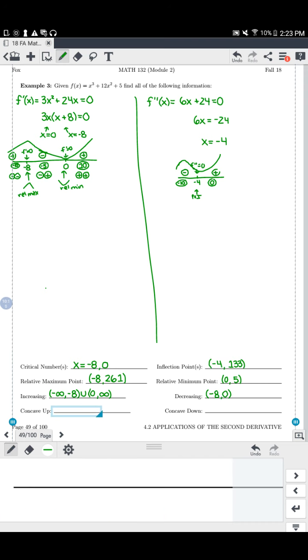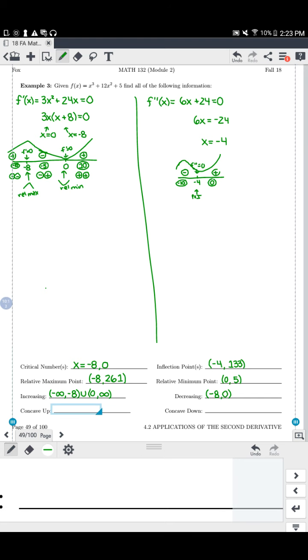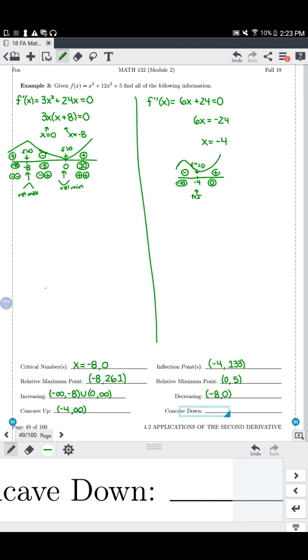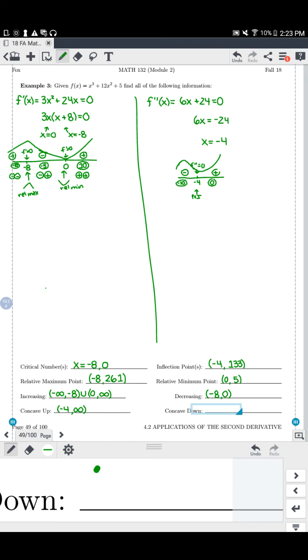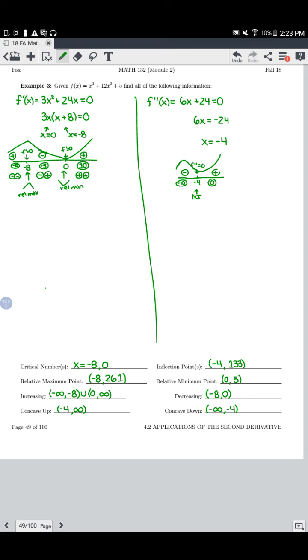And then the other piece of information for my second derivative is concavity. We're concave up from negative 4 to infinity. And remember, only use your possible point of inflection in here, not your random test values. And we're concave down before negative 4. So negative infinity to negative 4. Now we just found all of the information from one function.